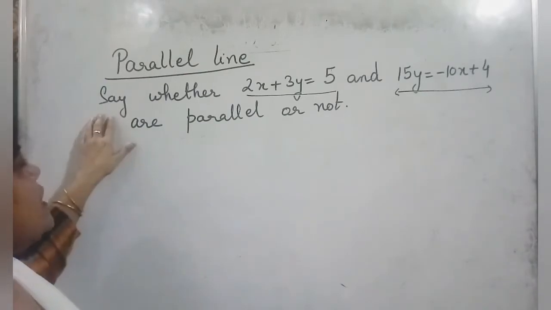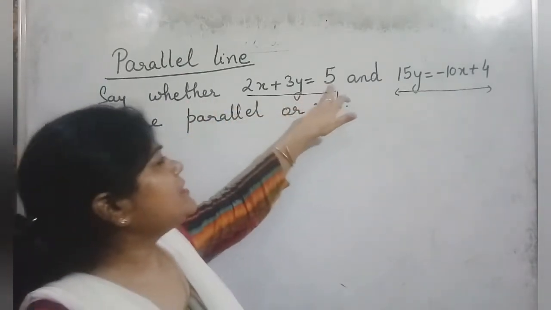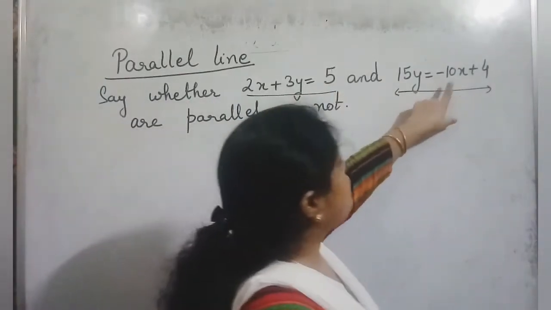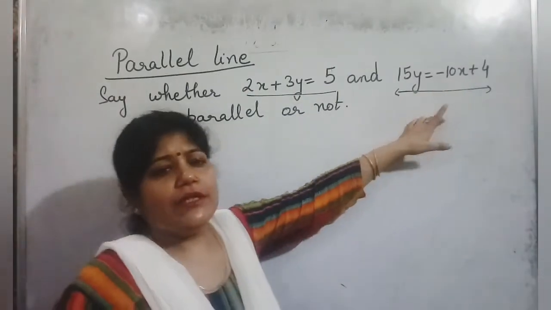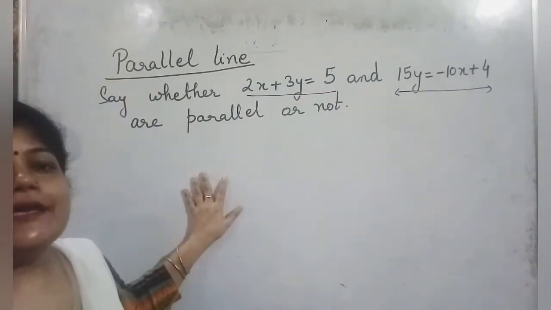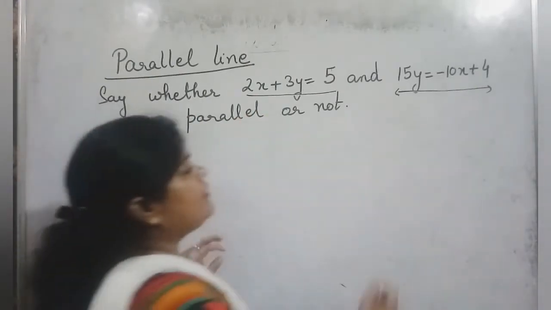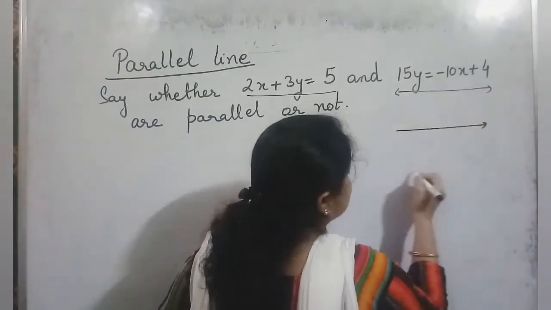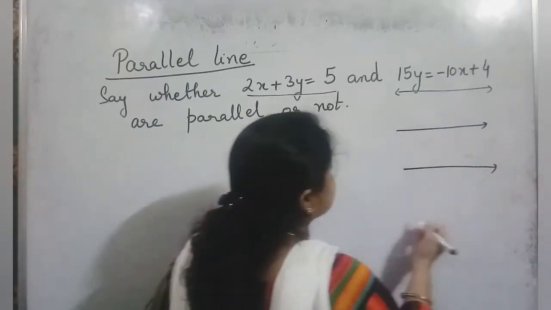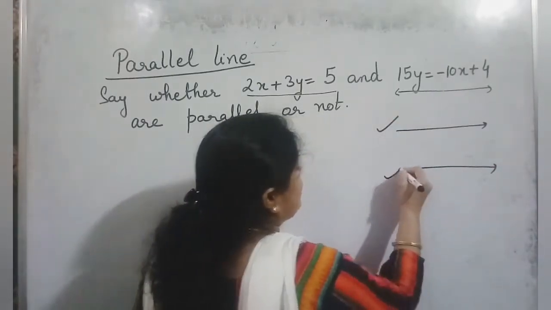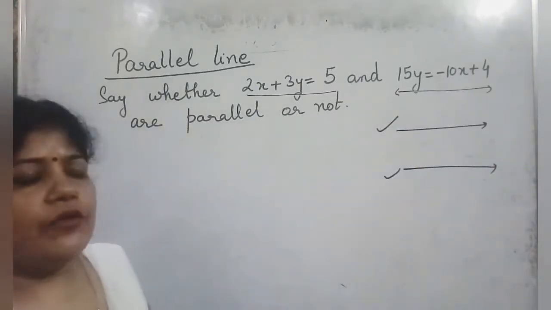In this question we have 2x plus 3y is equal to 5 and 15y is equal to minus 10x plus 4. These are the equations of the two lines, and we have to find whether these lines are parallel or not. For example, the first line is represented by this and another is this.